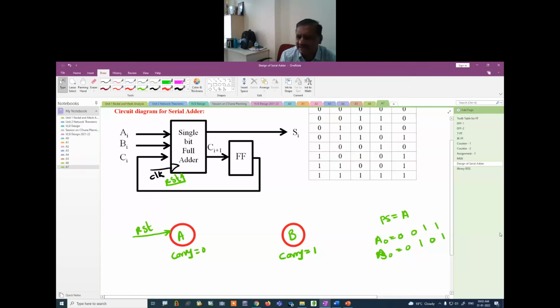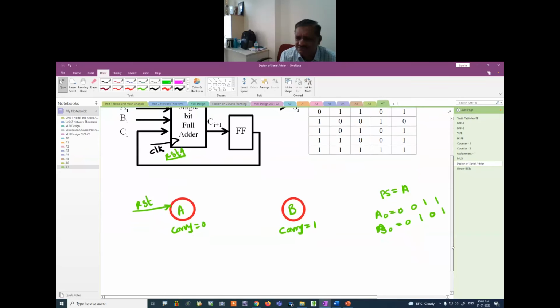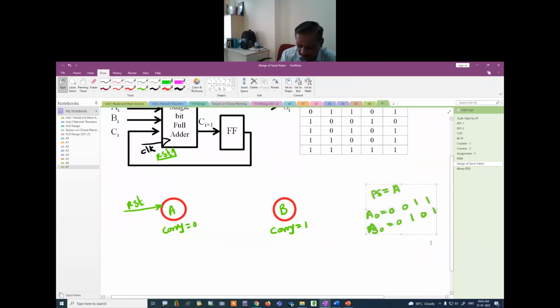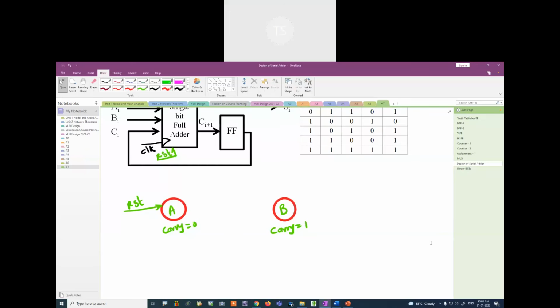And I think you are aware of how the designing of the state machine is done using the Mealy concept and Moore concept. I hope the things are known to you. Yes or no? Yes. आपको पता है ना कैसे डिजाइन करना होता है? Yes, I'm waiting for. Yeah, okay, fine.